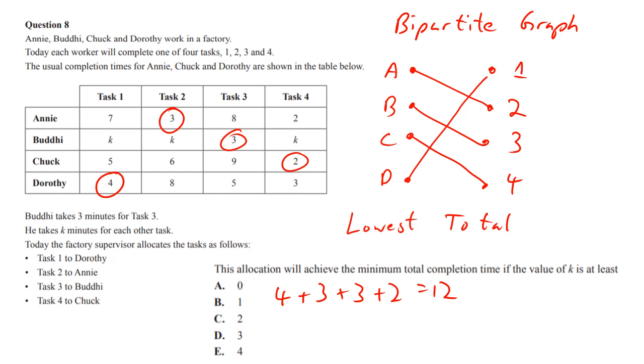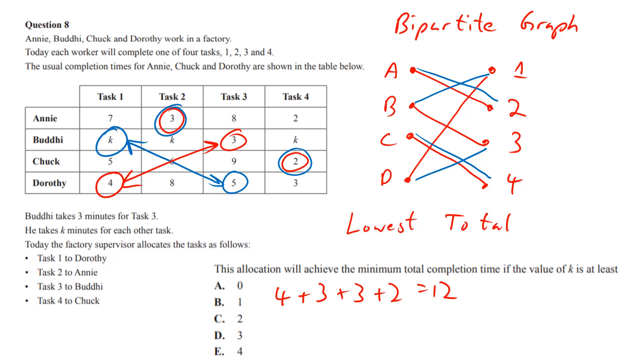So our last one to check out is this pair. We got this pair here, which means we keep this one the same and we keep this one the same, and we're swapping the red pair for the blue pair. So let's put our blue arrows in. So now we're saying Buddy gets task 1, and Annie still gets task 2, and Dorothy now gets task 3, and Chuck still gets task 4. So we swapped over between Dorothy and Buddy with tasks 1 and 3.